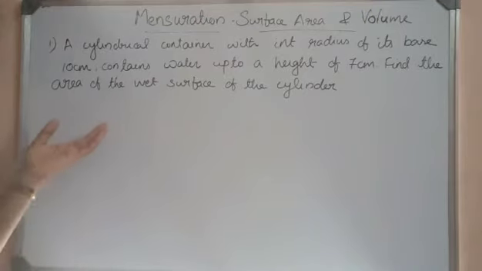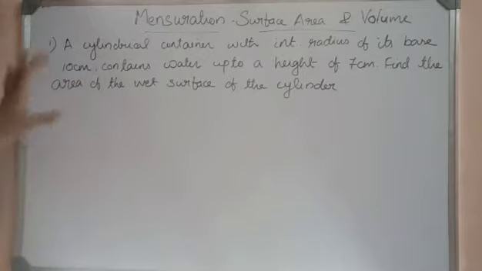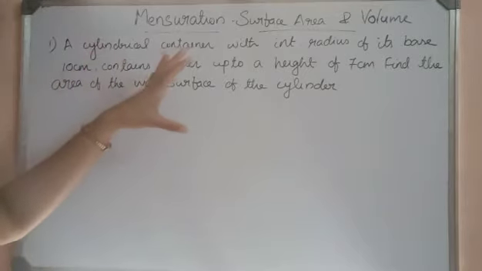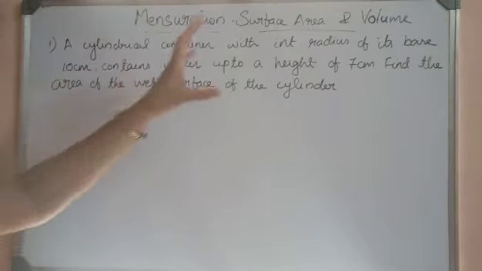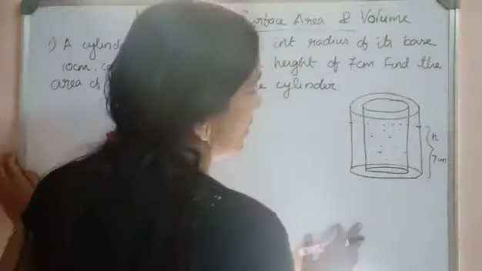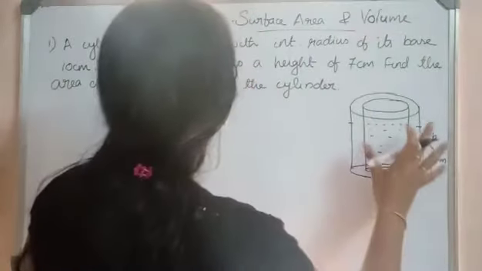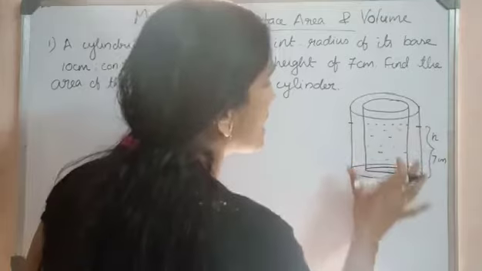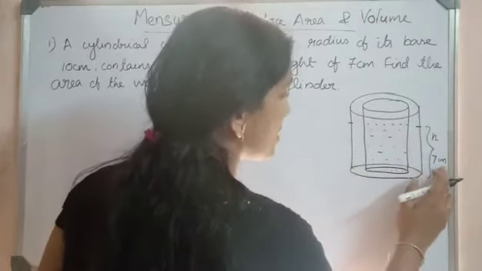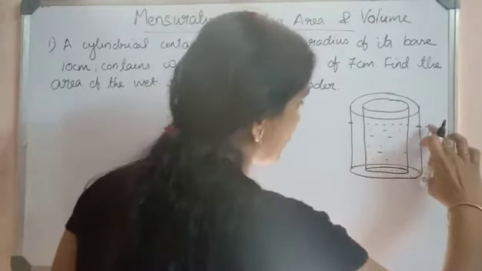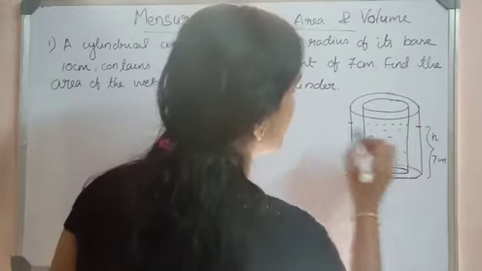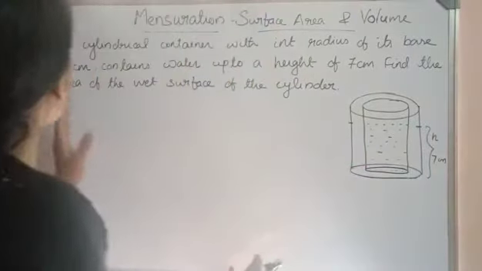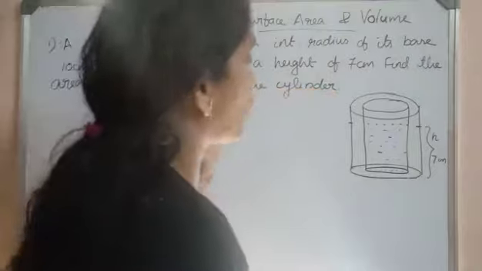In the previous class we have solved the sums related to a solid cylinder. Here this question is explaining about a hollow cylinder. It is given that a cylindrical container contains water up to a certain height. Look at the cylindrical container. This has water up to a level of 7 cm. The height up to this particular height, this cylinder contains water. And we need to find the area of the wet surface of the cylinder.